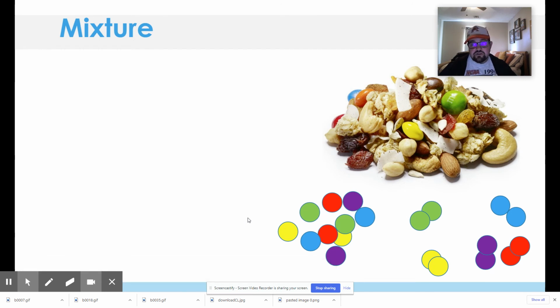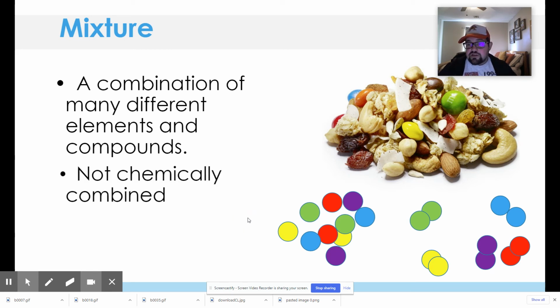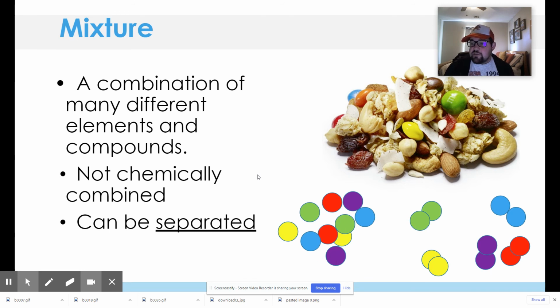Now we have mixtures, which are quite different, right? These are not pure substances. A mixture is a combination of different elements and compounds, and it's not chemically combined, meaning they're not bonded to each other. They're just put together, okay? And they can be separated out. Even a homogeneous mixture, where everything looks the same, can be separated out.